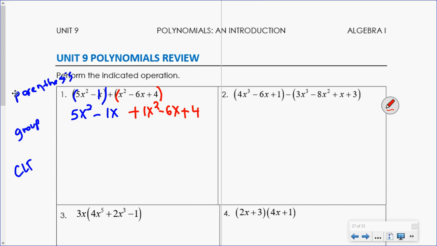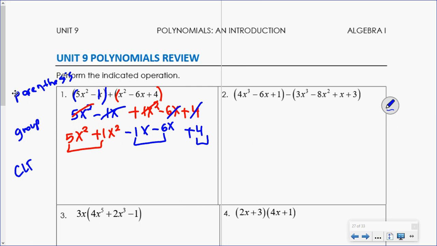And then next, I'm going to group my like terms. So 5x squared plus 1x squared, and I'm going to combine those coefficients. And then negative 1x minus 6x, I'm going to combine those coefficients. Lastly, I have positive 4. This is its own term. So 5x squared plus 1x squared gives me 6x squared minus 7x's plus positive 4.